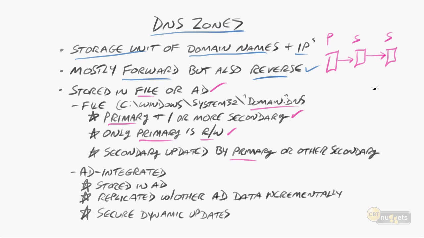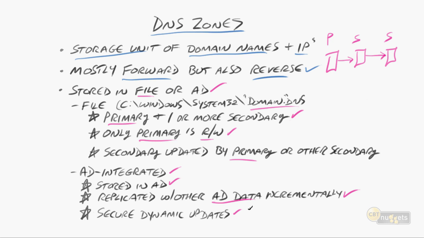But certainly, if you have practical reasons to do that somewhat, it's available. Also, I could use an Active Directory integrated zone, which is what we want to do in most cases. This is going to be stored in Active Directory, and it's going to be able to replicate with other Active Directory data incrementally. So again, if I've got 5,000 host records in a zone, but I've only added one new one, when it does its next update, it's only going to update that new one plus a little bit of additional overhead data. Then we have our secure dynamic updates.